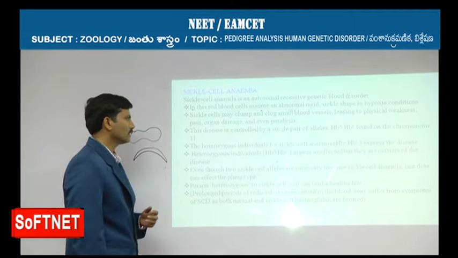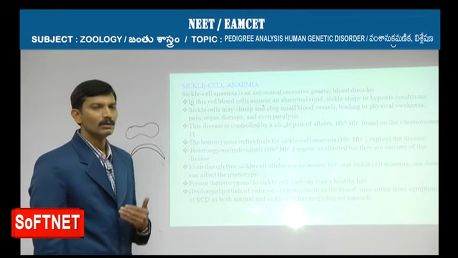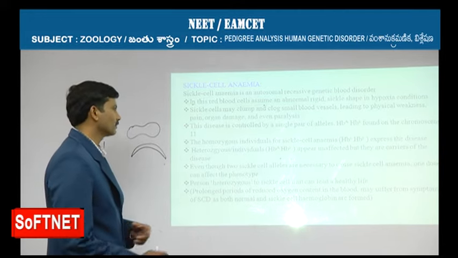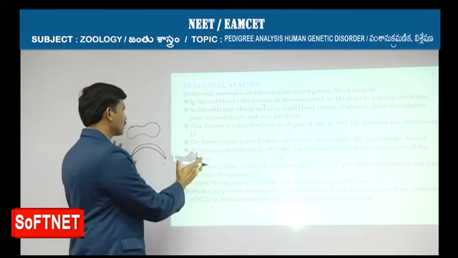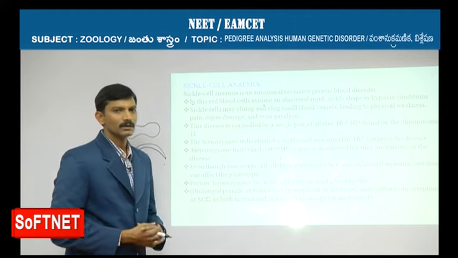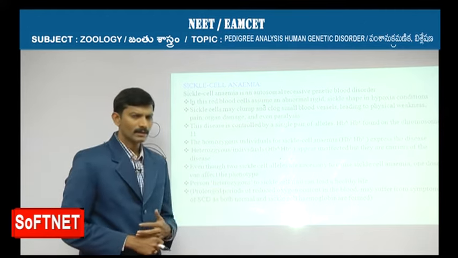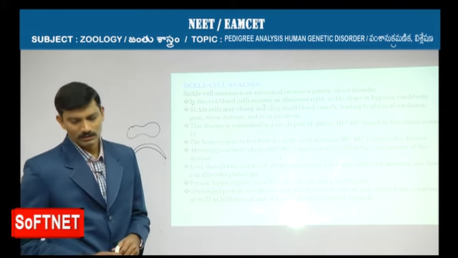Sickle cells develop especially in hypoxic conditions, whenever low oxygen tension develops inside. The cells that become sickle shaped clump and clog the small blood vessels, and this leads to physical weakness and pain, organ damage, and sometimes even paralysis. So these conditions appear.